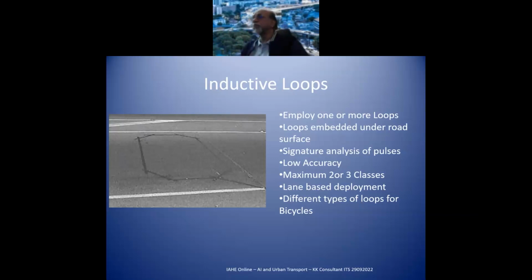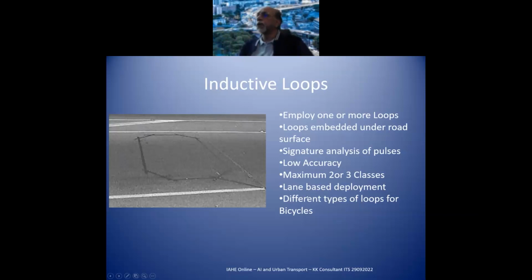Again, this accuracy is limited to 2 or 3 classes. For example, if an auto rickshaw and a small car go over it, it makes no difference. And it is lane-based deployment, and if vehicles don't go in the lane, you don't get anything.